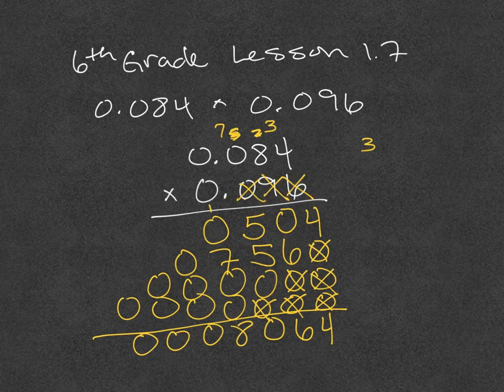1, 2, 3 over for that one, which is a total of 6 decimals in from here. 1, 2, 3, 4, 5, 6. It's going to go right there. And there is your answer. That is how you multiply with decimals.